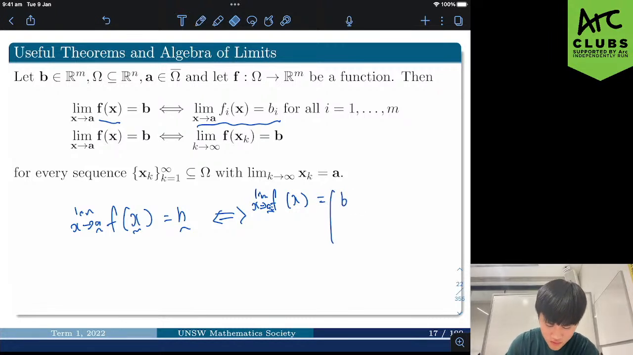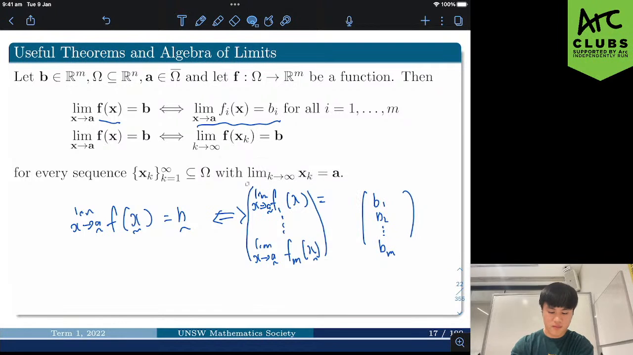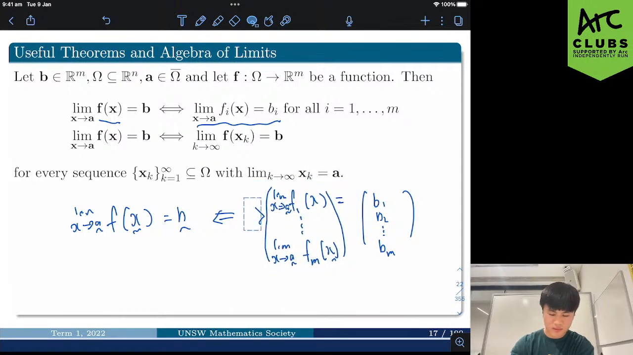So let me draw this out. So f1 is B1, B2, all the way up to Bm. Same thing here for the limit as x goes to A of f_m of x. So essentially saying that these two are equivalent. So yeah, each component of f approaches each component of B.